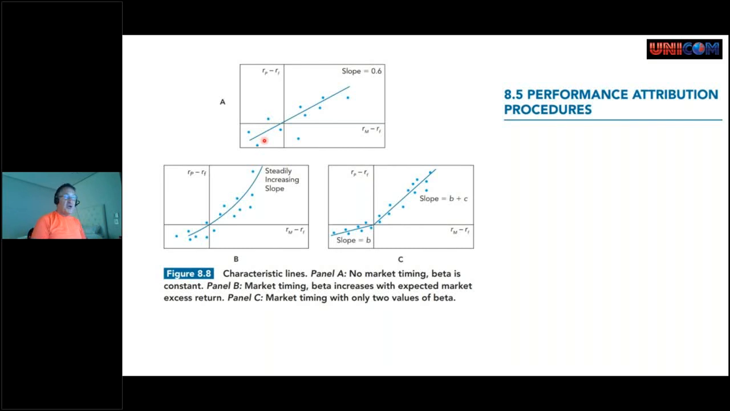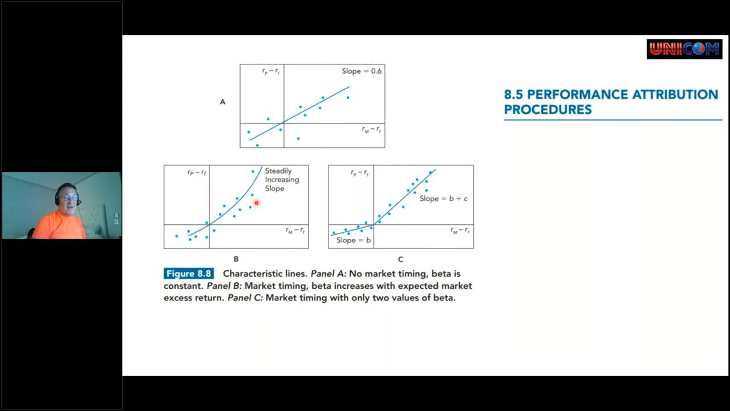In graph B, the one on the bottom left, that's far better, because that's saying as the market returns increase, so your slope increases. Your slope over here, when the excess market returns are high, right? We've got far away from 0. That's quite high. So this is saying the higher that excess return gets, the higher your sensitivity gets, so the more you're leveraging your returns, right? And that's all about market timing.